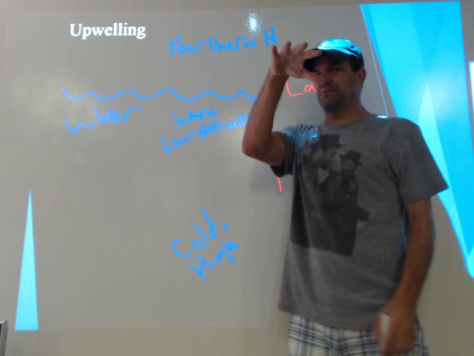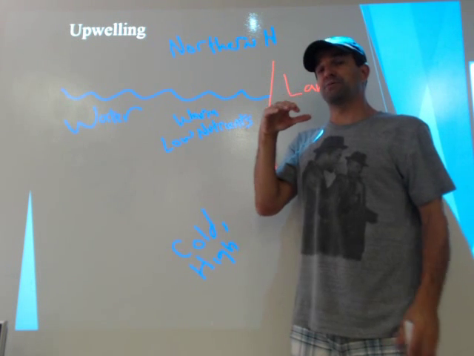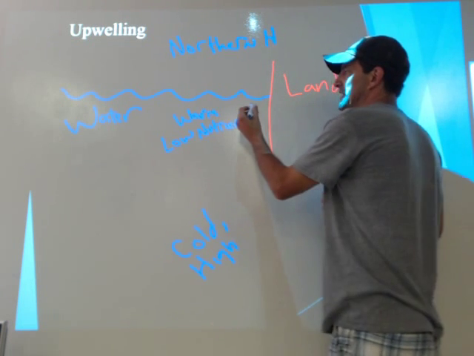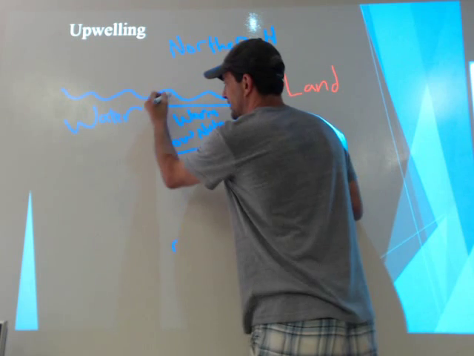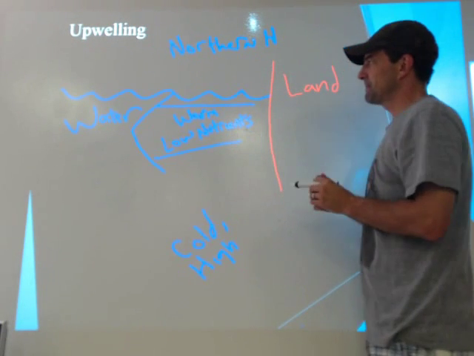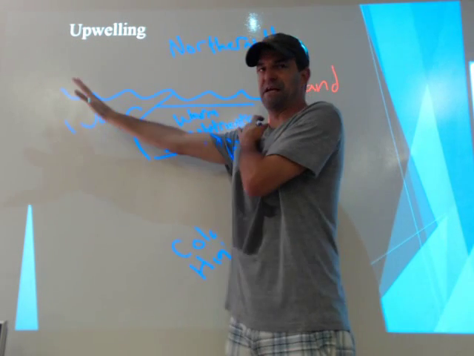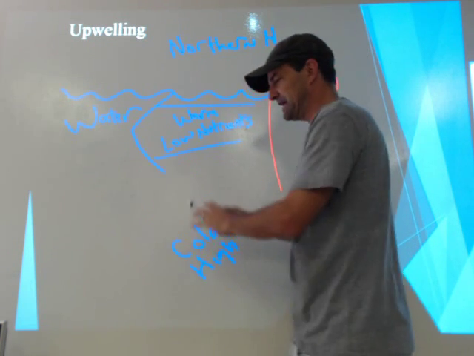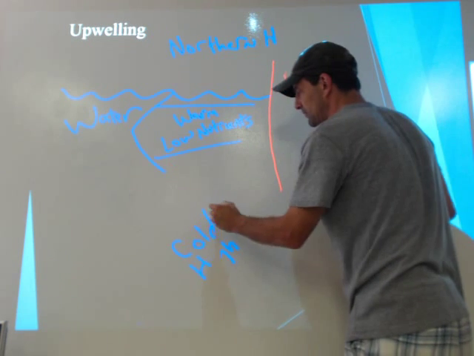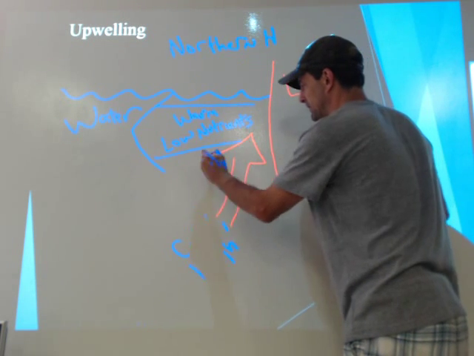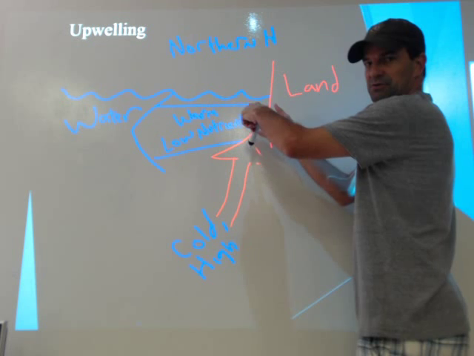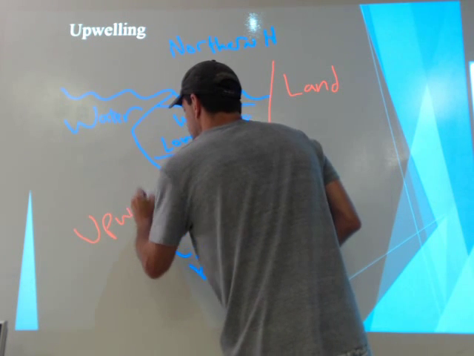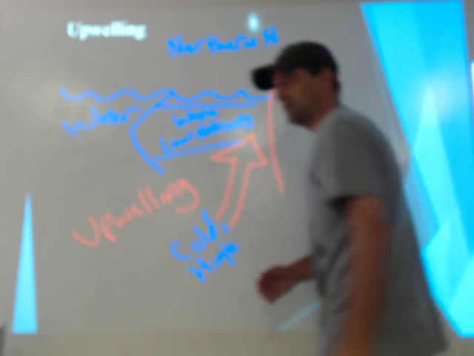So if the wind is blowing this way, remember the transport of water in the northern hemisphere due to the Coriolis effect is to the right. So what's going to happen is it is going to push water this direction. So water is going to push away from the land due to these winds. As we push water away from the land, what happens is this colder water then gets pulled up toward the surface. And this process of pulling water up toward the surface is called upwelling.